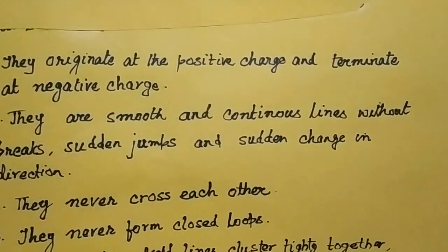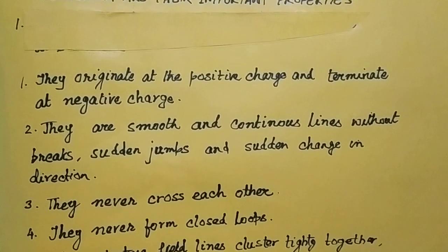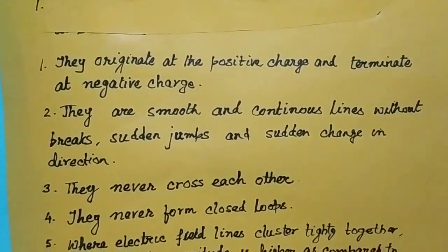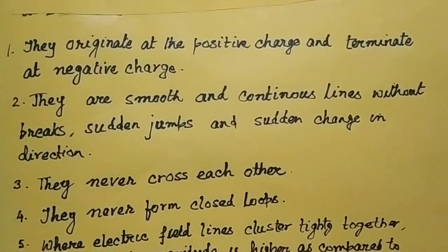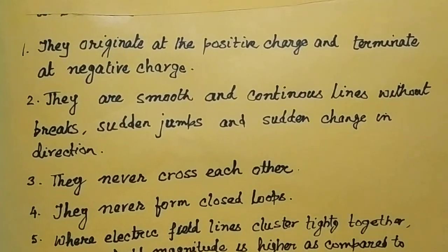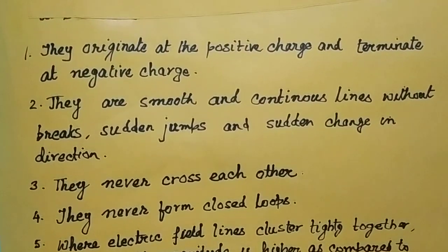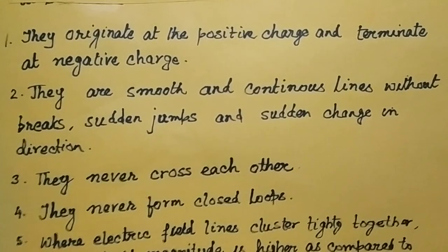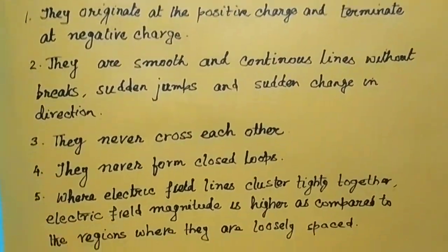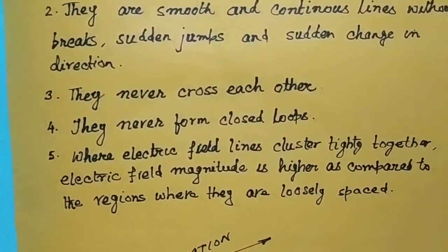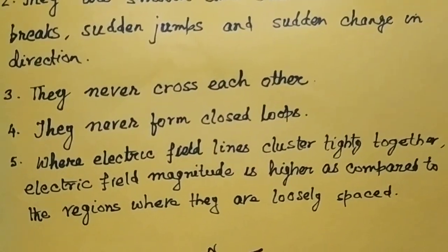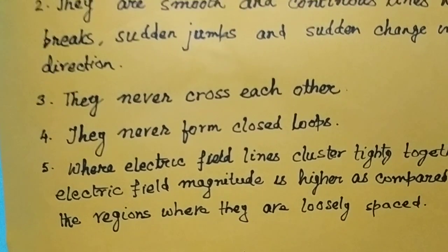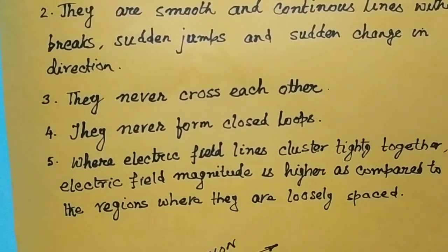They are smooth and continuous lines without breaks, sudden jumps, and sudden changes in direction. That means the lines have to be smooth. That means there cannot be sudden changes in direction, and there cannot be pointed edges in a representation of electric field lines. No two electric field lines ever cross each other. That means the path of every electric field line is unique. Electric field lines never form closed loops.